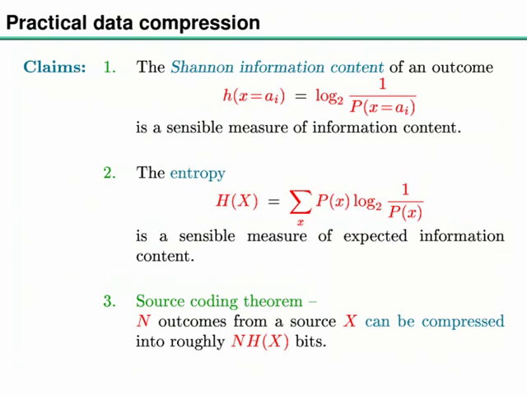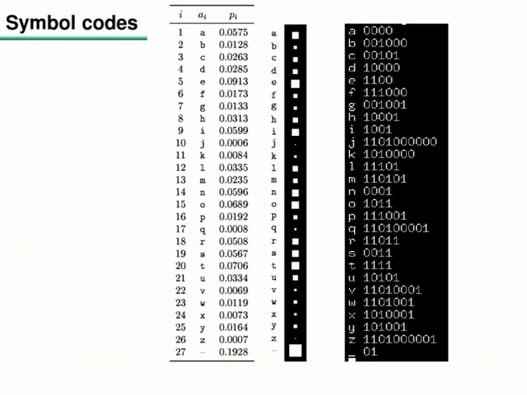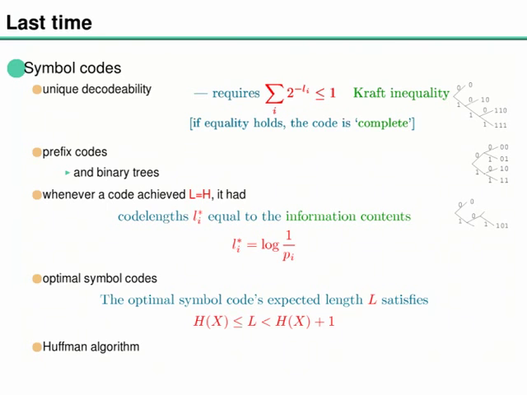The entropy is the average of the information content, and the source coding theorem says if you've got a source with entropy h, you can compress n outcomes into nh bits. We looked at symbol codes where without punctuation, you give binary strings, strings of zeros and ones, to each letter in your alphabet. And we established some theoretical results about them, some of them without proof. So we came to an understanding of how unique decodability constrains the length. You can't make all the lengths really short.